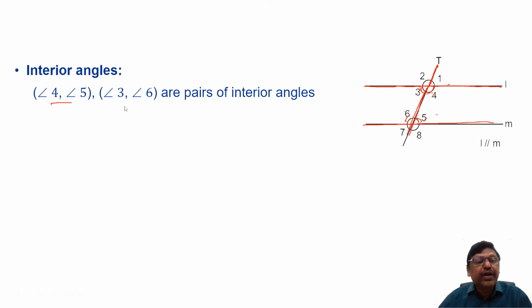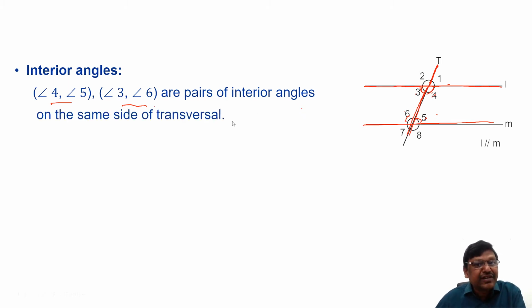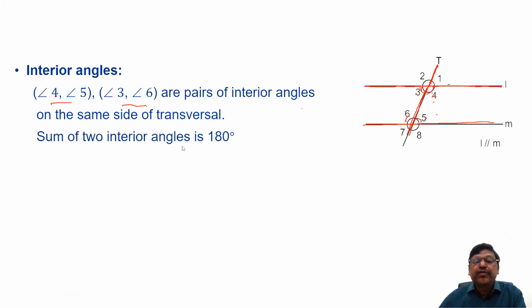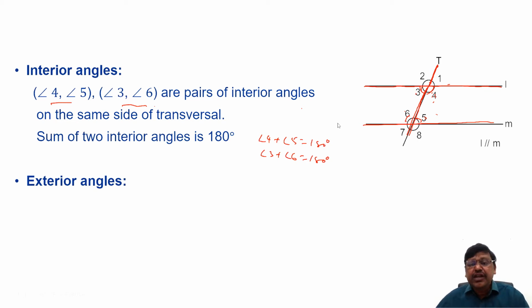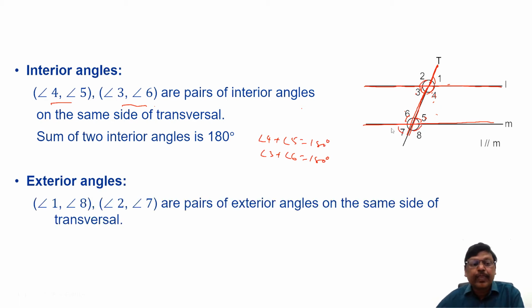So angle 4 and angle 5, angle 3 and angle 6 are pairs of interior angles on the same side of the transversal. And the sum of two interior angles is 180. That means angle 4 plus angle 5 is 180, and angle 3 plus angle 6 is also 180. Right?